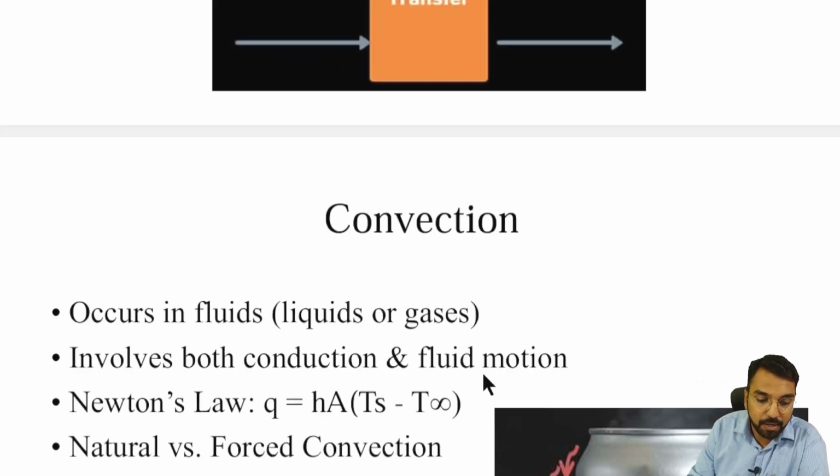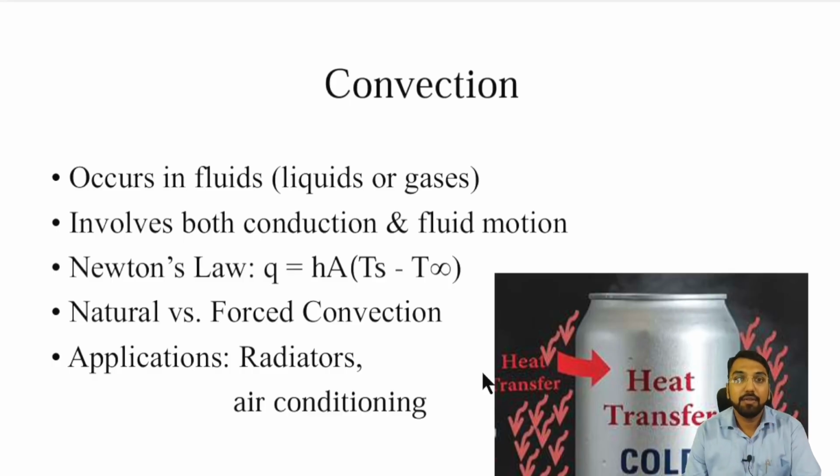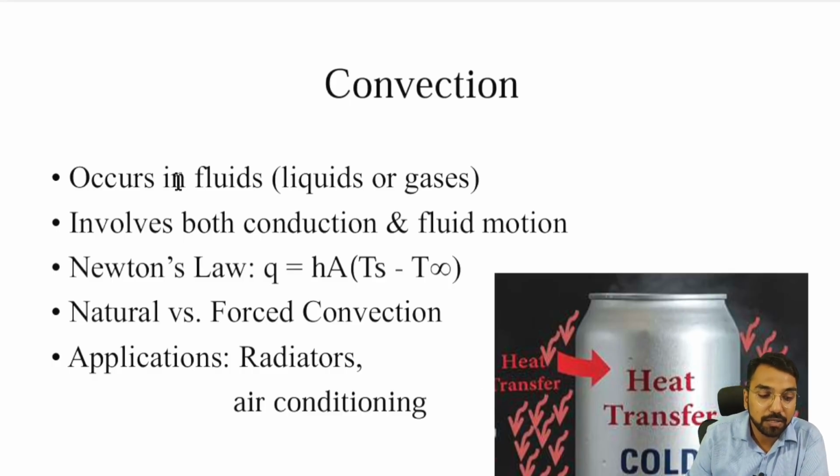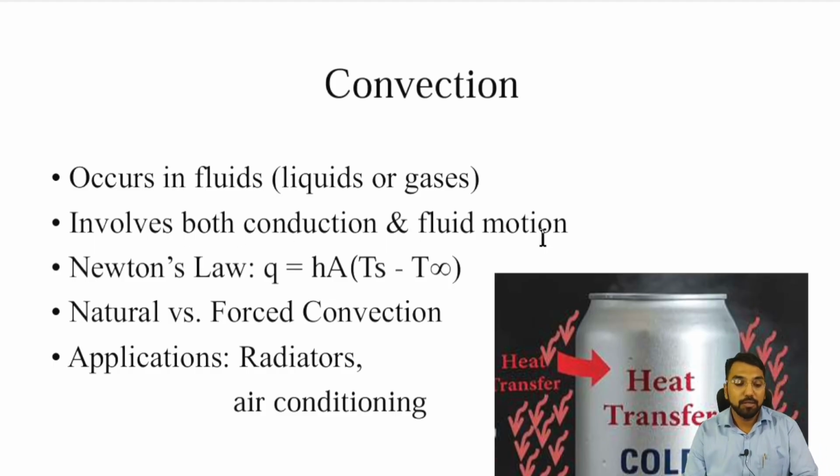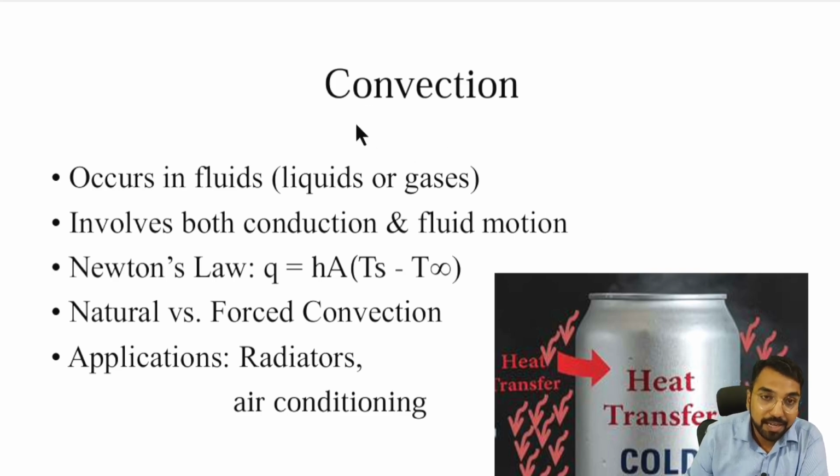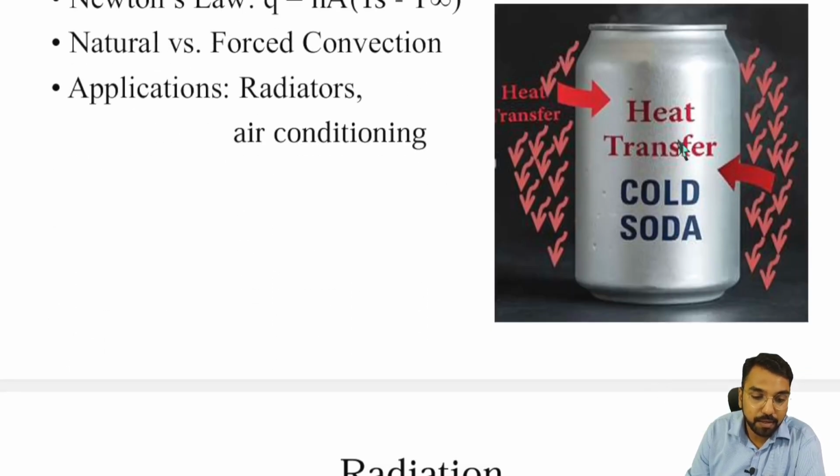Now in convection, how will convection occur? Convection occurs in fluids. Fluid means liquids or gases, and it involves both conduction and fluid motion. What I mean to say is that in convection, conduction occurs within the fluid. Let's take this example. This is a cold can, a cold soda can, where the heat transfer takes place, as I gave this example in the first lecture also.